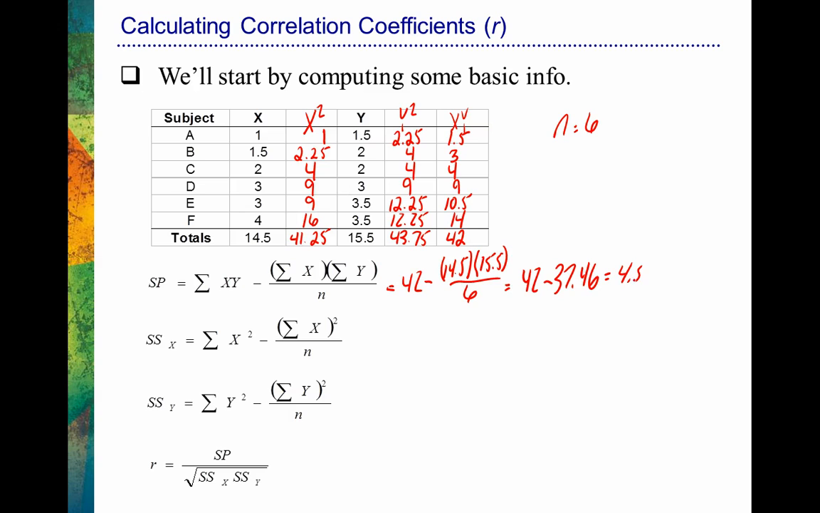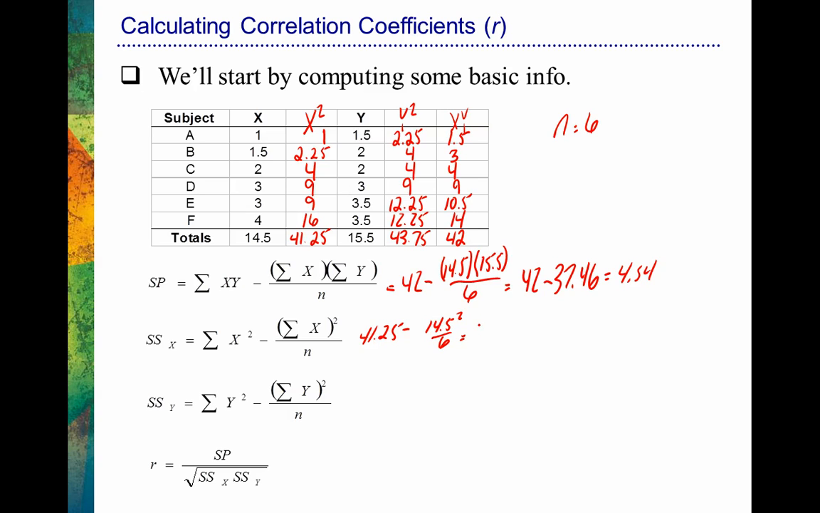All right, let's go ahead and compute sum of squares x. So we're going to take the sum of x squared. Here are x squares, there's the sum. That equals 41.25. So we take 41.25, then we subtract the sum of x, that quantity squared. So that's 14.5 squared. We need to square that and divide by our n, which equals 6. Let's simplify and solve that.